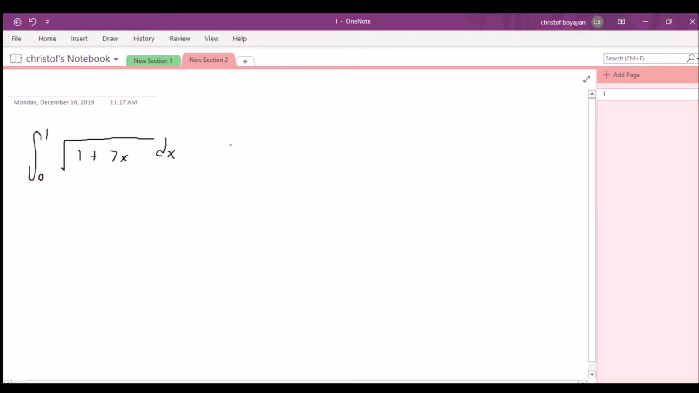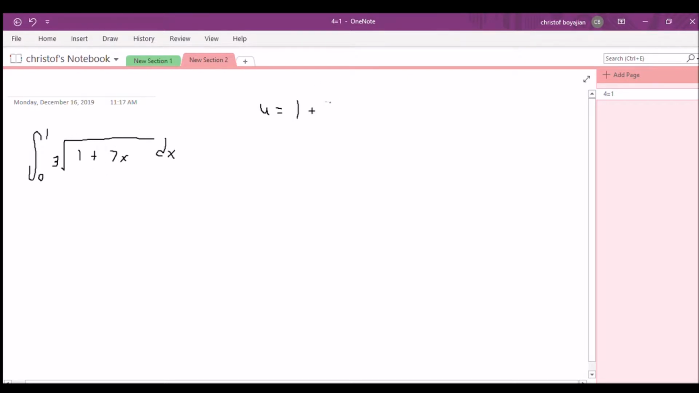All right, so here we're going to evaluate the definite integral of the cubed root of 1 plus 7x times dx. All right, so this looks a little bit intimidating, but we're just going to go ahead and do some u substitution, right? So let's set our u to whatever's underneath this radical.